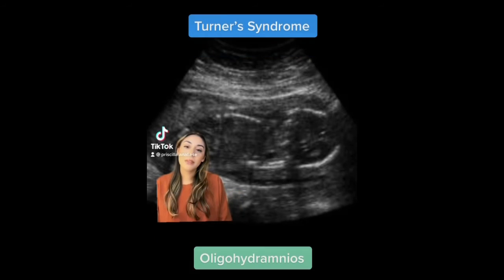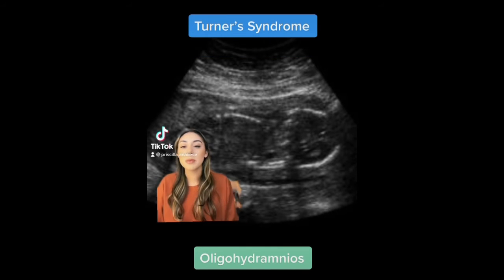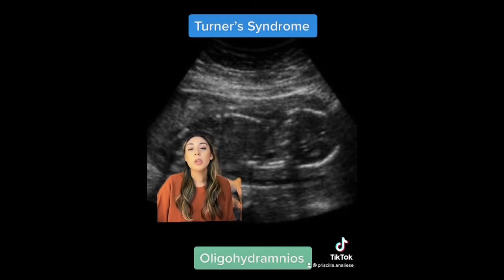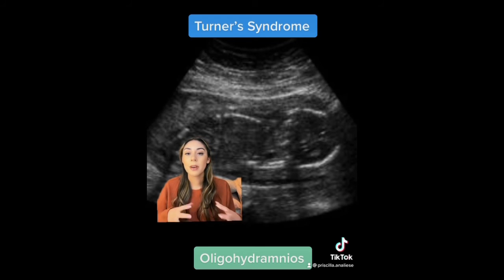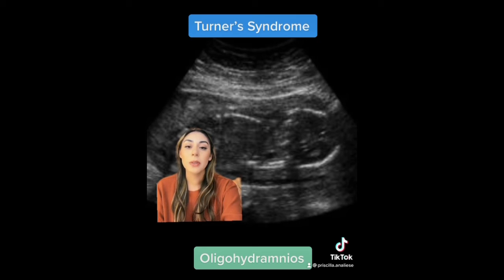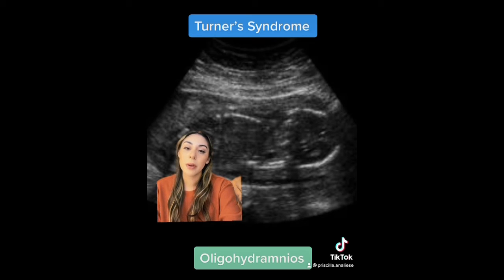Some of the sonographic features with Turner syndrome is oligohydramnios, which means that there is little to no amniotic fluid, which will lead to intrauterine growth restrictions. The baby is now confined since there is little to no amniotic fluid. They're not able to move around, stretch out, so they're just confined to that one space. An example of oligohydramnios is this ultrasound image here. As you can see, there's no amniotic fluid surrounding the baby.